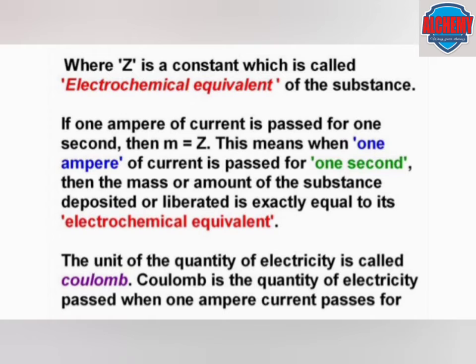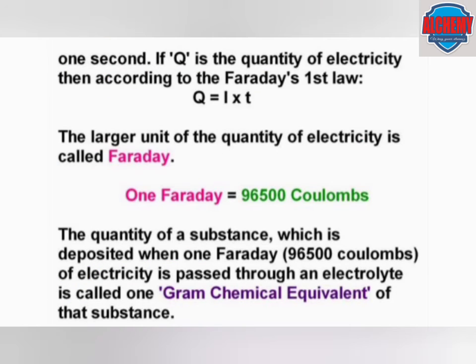If 1 ampere of current is passed for 1 second, then M equals Z. This means that when 1 ampere of current is passed for 1 second, the mass or amount of substance deposited or liberated is exactly equal to its electrochemical equivalent. The unit of the quantity of electricity is called the coulomb. Coulomb is the quantity of electricity passed when 1 ampere of current is passed for 1 second. If Q is the quantity of electricity, then according to Faraday's first law, Q equals I into T.